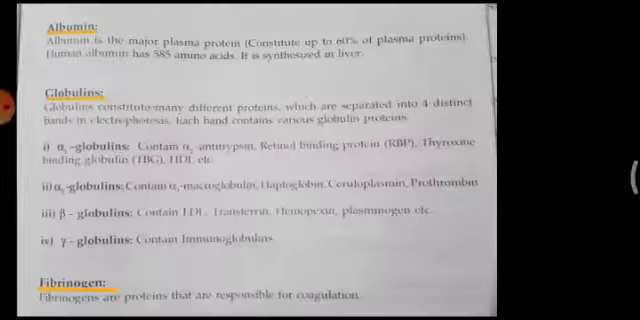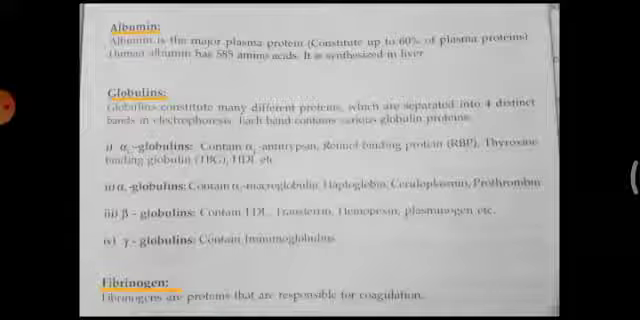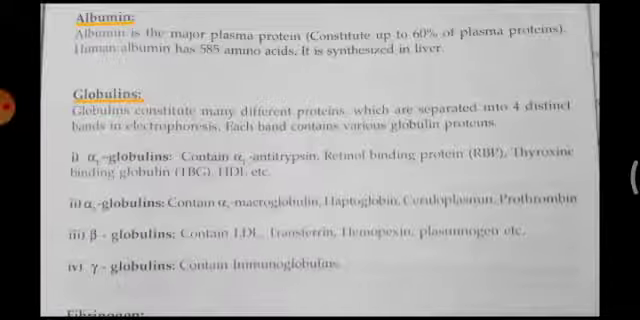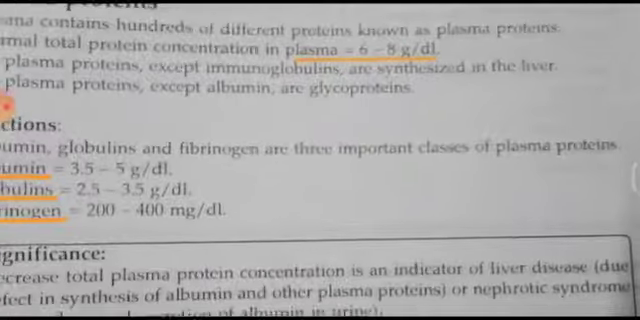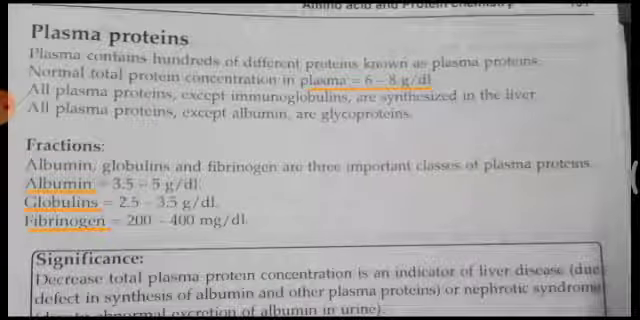Next is albumin. Albumin is the major plasma protein. Coming to the plasma proteins, plasma contains hundreds of different proteins known as plasma proteins. Normal total protein concentration in the plasma is 6 to 8 grams per deciliter. All plasma proteins except immunoglobulins are synthesized in the liver. So most of the plasma proteins are synthesized in the liver. All plasma proteins except albumin are glycoproteins.